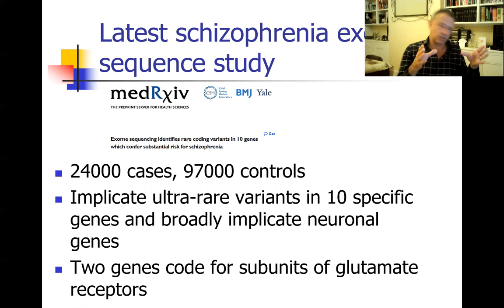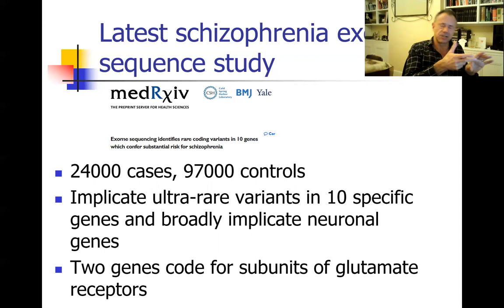And from a psychiatrist's point of view, very excitingly, unlike SETD1A, we're starting to see at least 2 genes which have a kind of obvious biological function. They're genes which code for subunits of glutamate receptors. There's a whole lot implicating glutamate transmission in schizophrenia already coming from genetic studies. And now we're getting down to the level of individual genes, individual molecules.